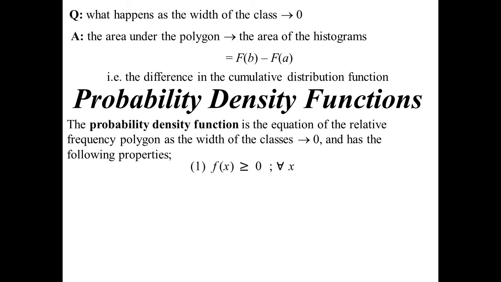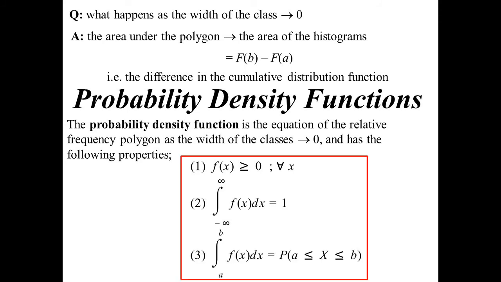It will have the properties that function f(x) is always positive, and the integral, so the area under our polygon, going from minus infinity to infinity, so we include every single value, should be all of the probabilities, because we're saying the area under the curve is the probabilities, the sum of all the probabilities. So it should equal 1. And so if you want to find a particular probability between two values, you integrate that curve, the probability density function, between a and b.